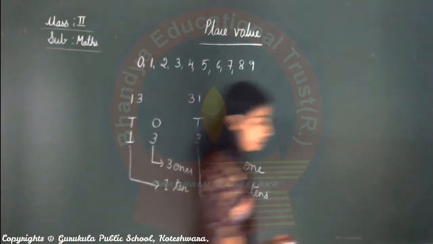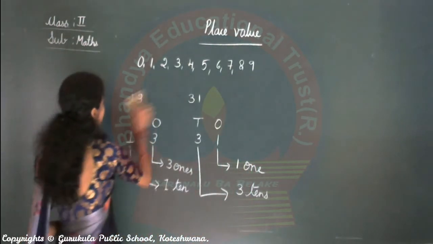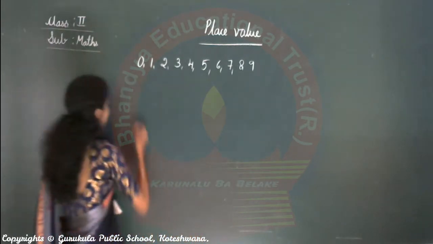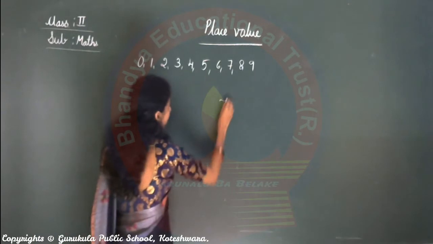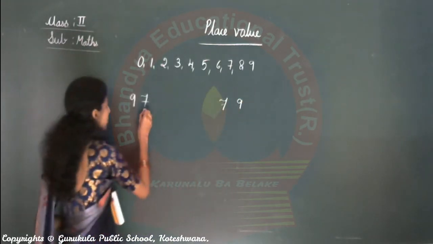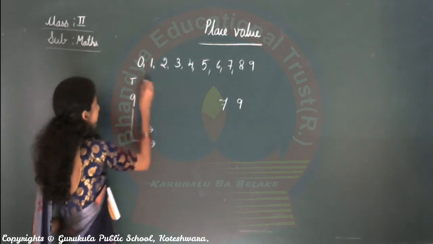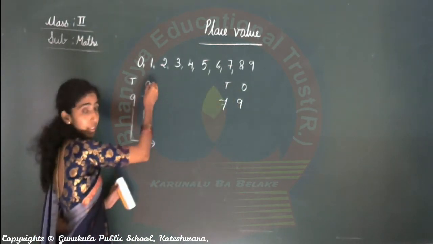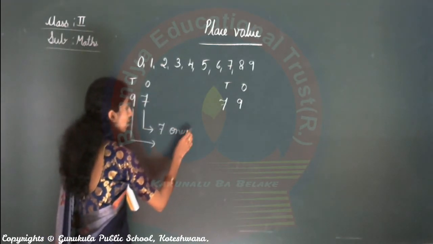One more example you can take here. See here, 97 or 79. Here what is 7 and what is 9? Can you tell? Yes, very good, children. What is this? 7 means 7. How to write this place value?